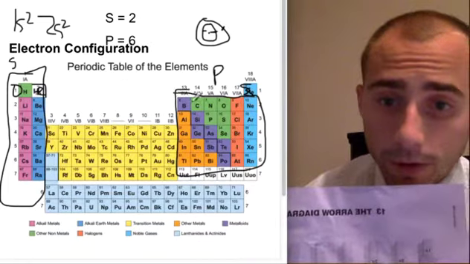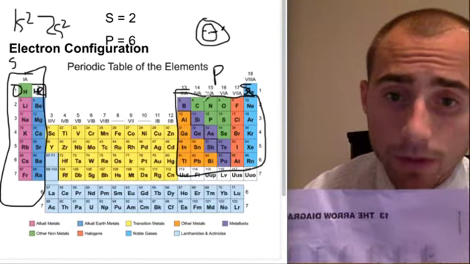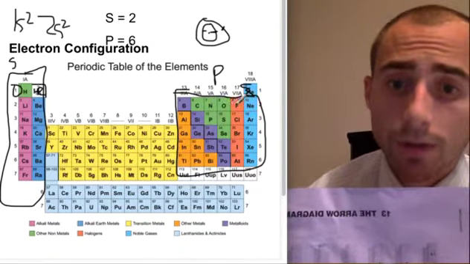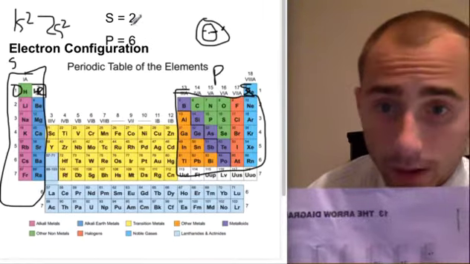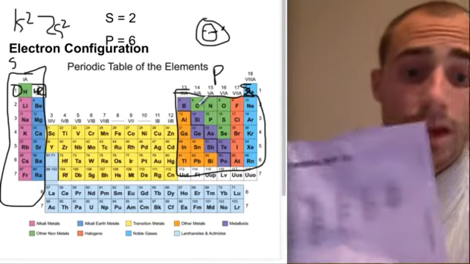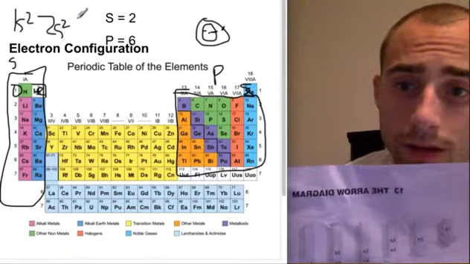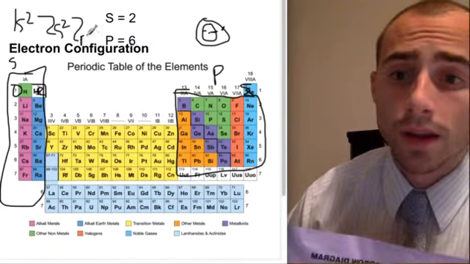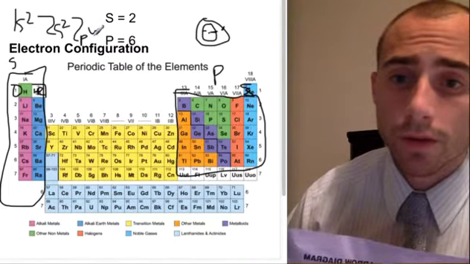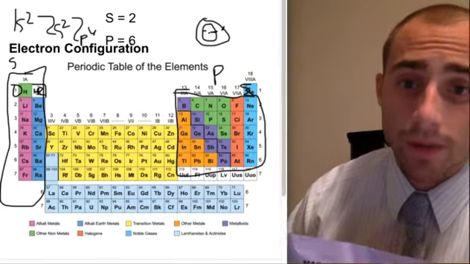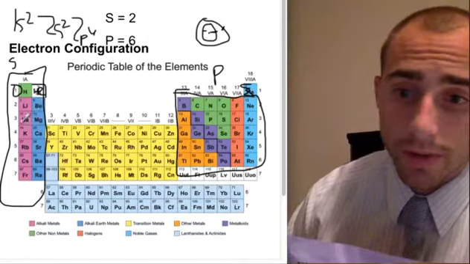Then we keep moving over to 2p1, 2p2, 2p3, 2p4, 2p5, 2p6. Look at that, p can hold 6. So our 2p is full. This level right here is full. 2p6 is full. So what does that mean? That means we have to move down another row, another period. Now we're in period 3.